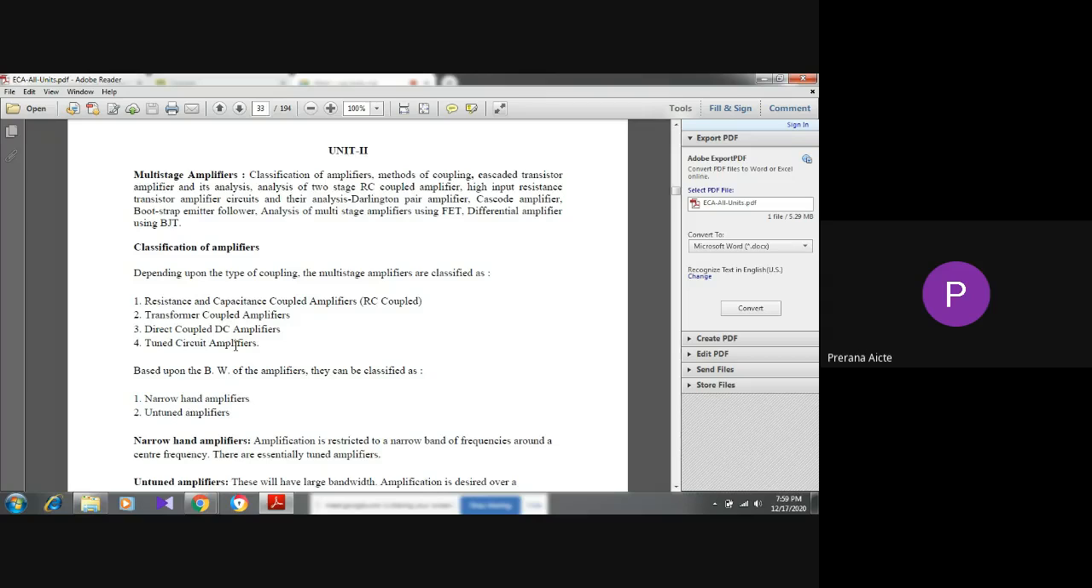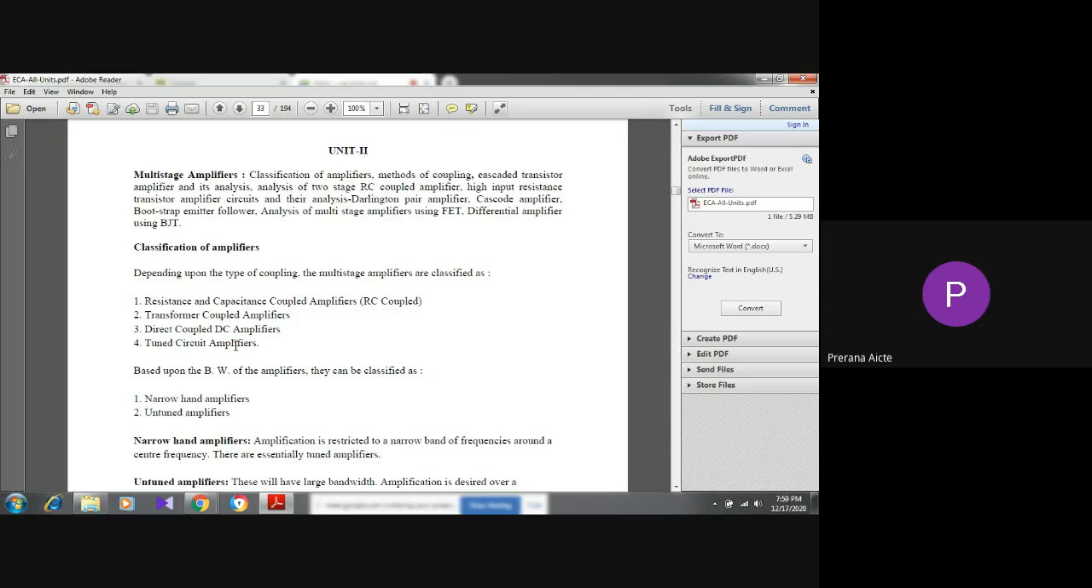Similarly, transformer coupled means the coupling element is a transformer, so the output of the previous stage is connected to the next stage by using a transformer. Next, direct coupling means there is no coupling element between the first stage and second stage. And finally, tuned circuit or impedance coupling means the coupling element is an inductor, or inductor and resistor, or capacitor and resistor. That is called impedance.